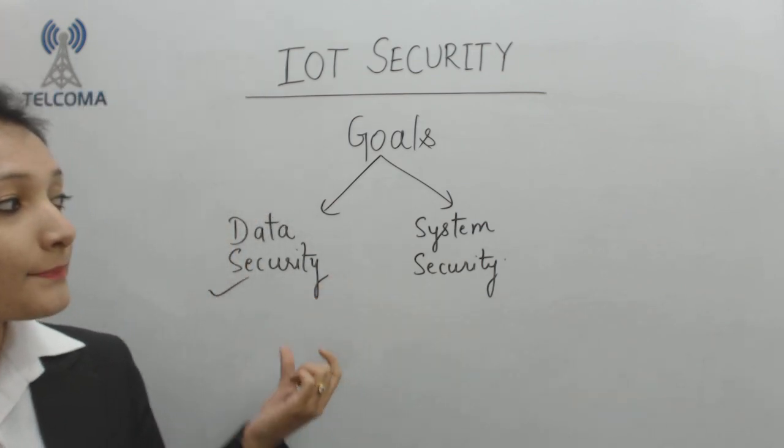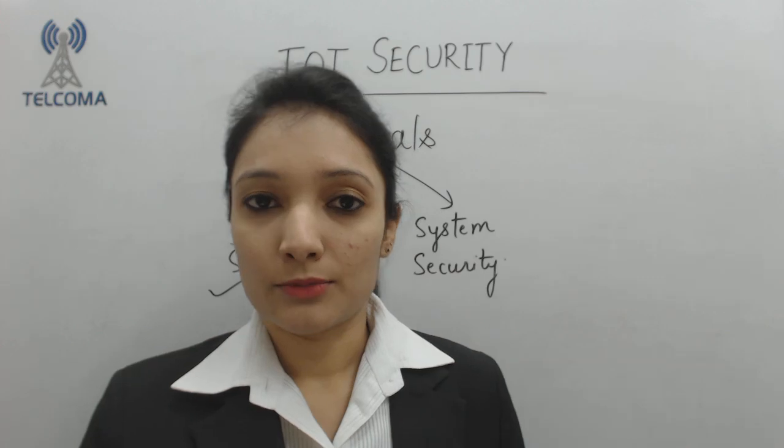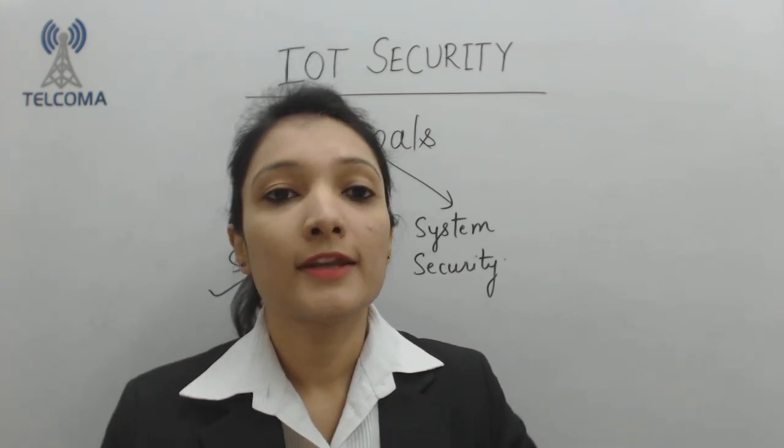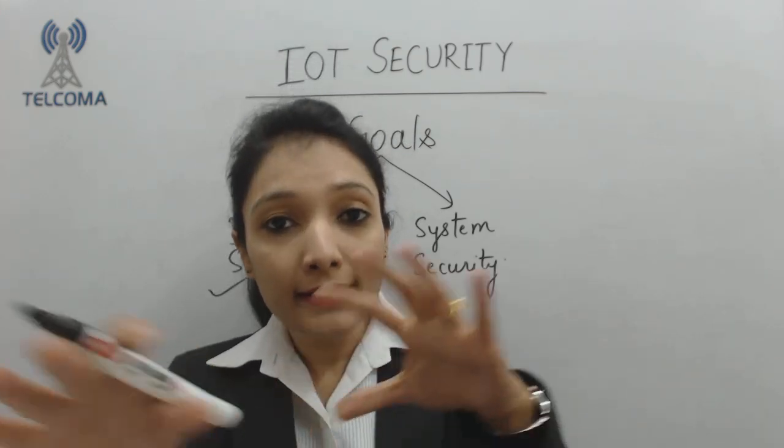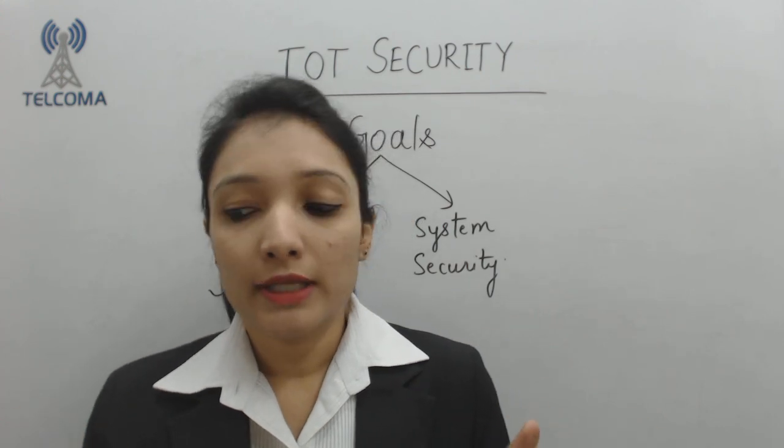So that is data security. After that, we have the system security. The various devices, the various interfaces, and the various protocols make it a complete IoT system.